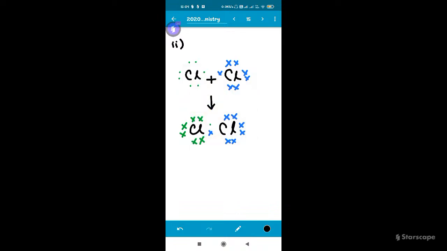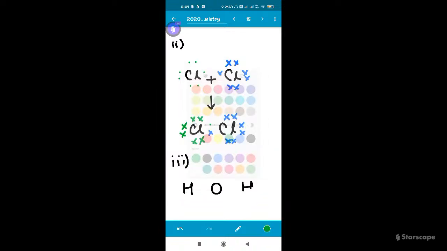We have to draw the structure of water molecule by the electron dot diagram. So H2O, that means 2H and in between we have oxygen. Oxygen has 6 electrons in its valence shell, so it will share 1 electron with each hydrogen. So this is the structure of water.